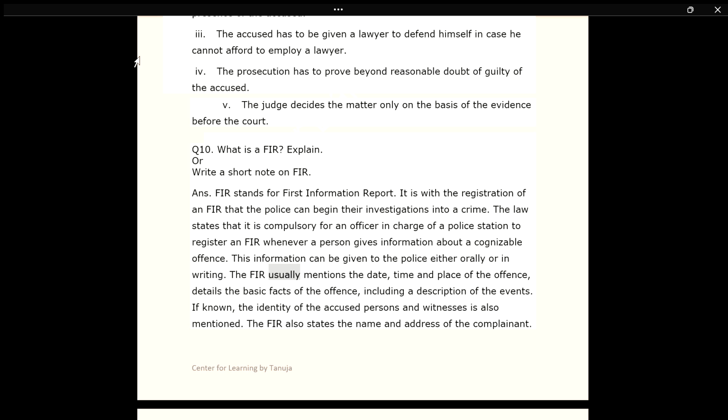The FIR usually mentions the date, time and place of the offense, and details the basic facts of the offense, including a description of the events. If known, the identity of the accused persons and witnesses is also mentioned. The FIR also states the name and address of the complainant.